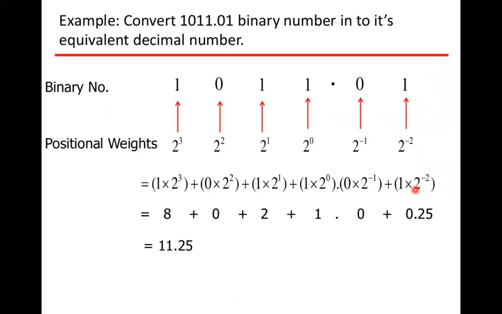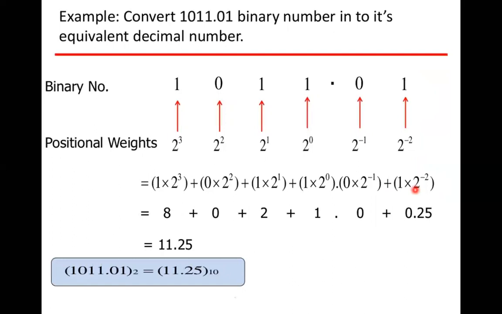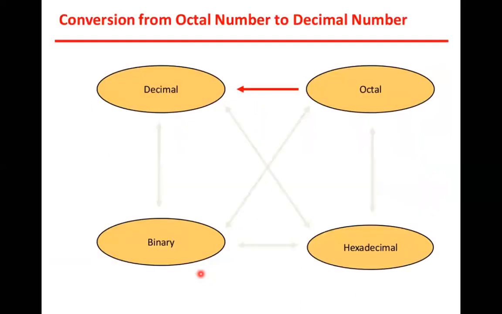So it should have a base of 10. This particular given binary number is converted into a decimal number. Now let's see how an octal number is converted into a decimal number.